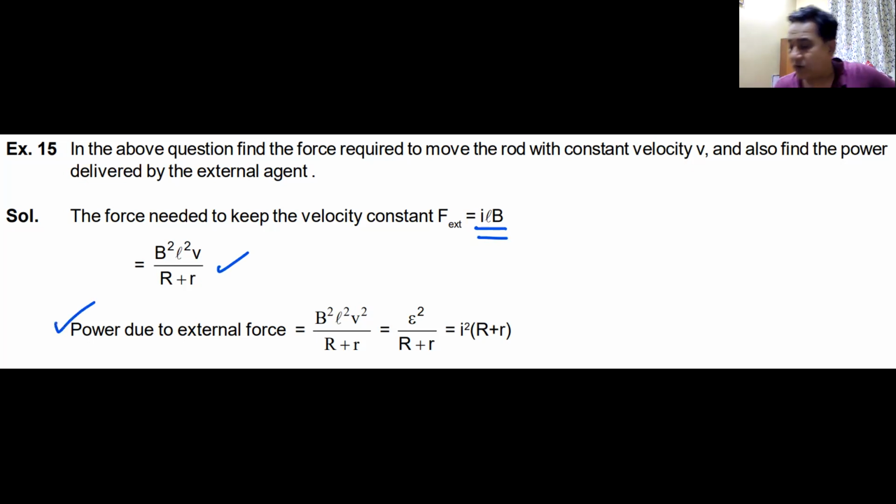To find out the power, you can simply multiply this force with velocity, F dot V, and you will get this power, and this power will be coming as I squared into R plus r. Basically, this power will be dissipated in the circuit in the form of heat energy. So whatever power you are putting in, the same amount of power would be dissipated out.